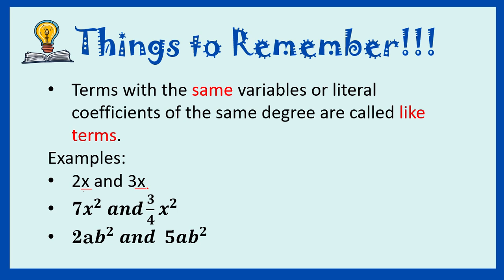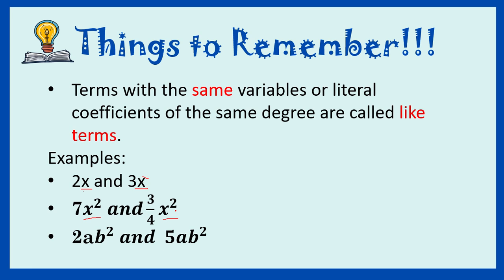Pwede din siyang 2x, 3x, 4x, 5x, 1/3 x. So, those are like terms. Basta ang kanyang variable ay parehas, x. Okay? For number 2, example, 7x squared and 3/4 x squared. So, you can see the variable is the same as well as the degree. And this is x squared and x squared. Yung kanyang degree ay parehas.